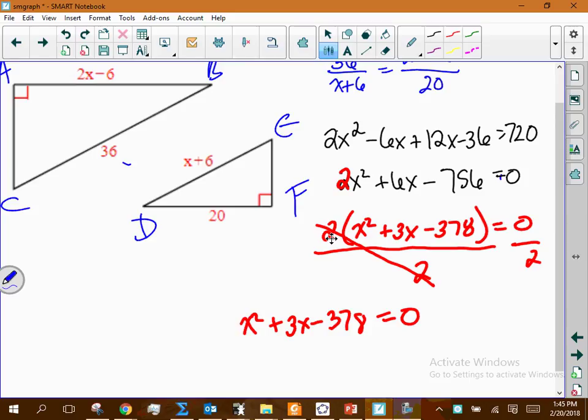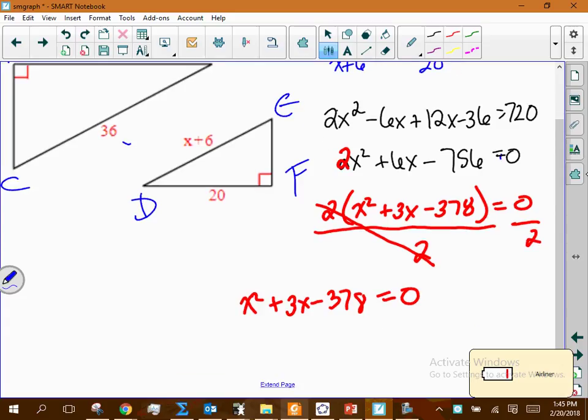I like it because it makes the number way smaller. Yeah, taking that 2 out makes things a lot easier here. If I did take the 2 out, you could do the A times C method probably, which would be, like you said, 2 times 756 is going to be a large number to deal with. 378 is a lot easier to deal with. Now what we're trying to do is figure out 2 numbers that multiply together to give me 378 and add to give me 3.